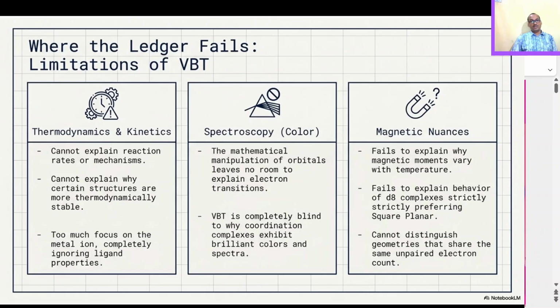So now coming to the limitations of valence bond theory: it cannot explain the thermodynamics and kinetics, spectroscopy or color of the complexes, and magnetism. It cannot explain the reaction rate or mechanism, cannot explain why certain structures are thermodynamically stable, and puts too much focus on the metal ion, not on the ligands. And VBT cannot explain why those complexes are colored. It also fails to explain why the magnetic moments vary with temperature.